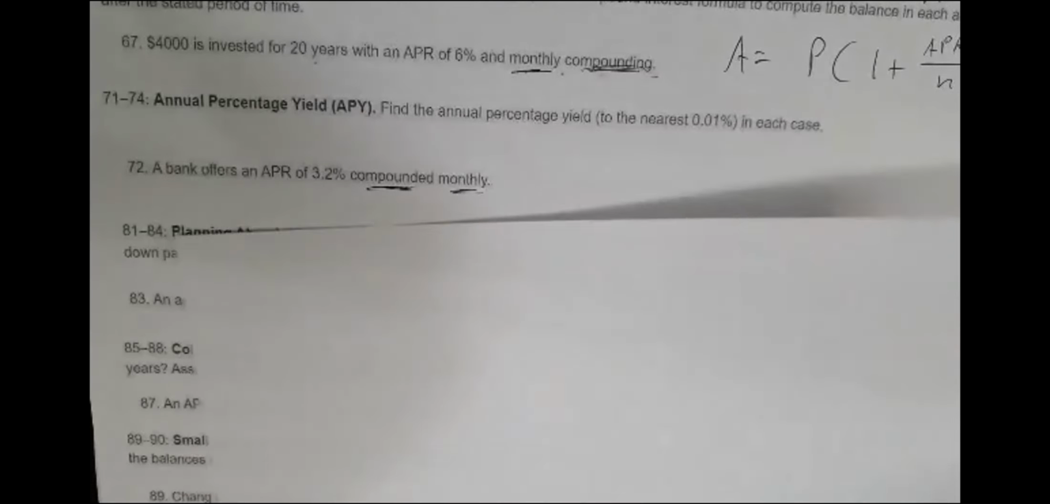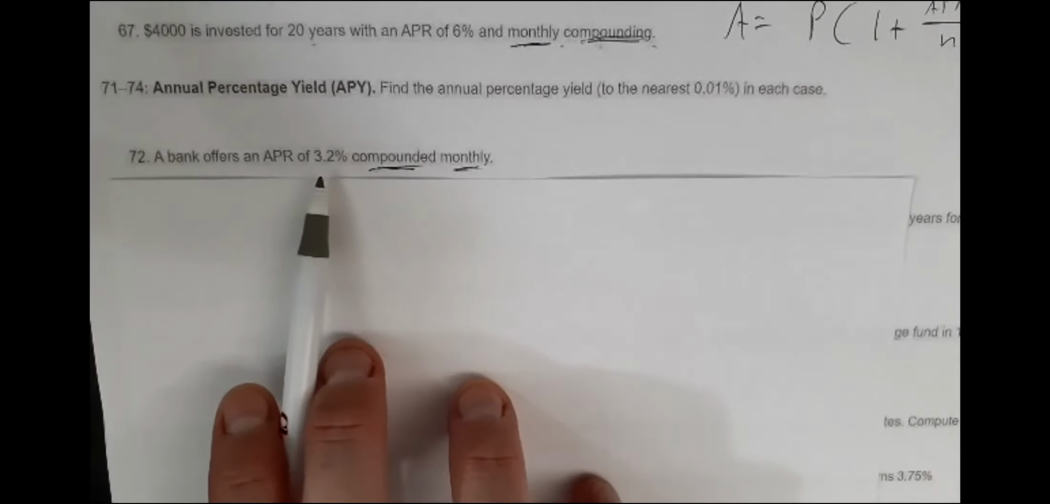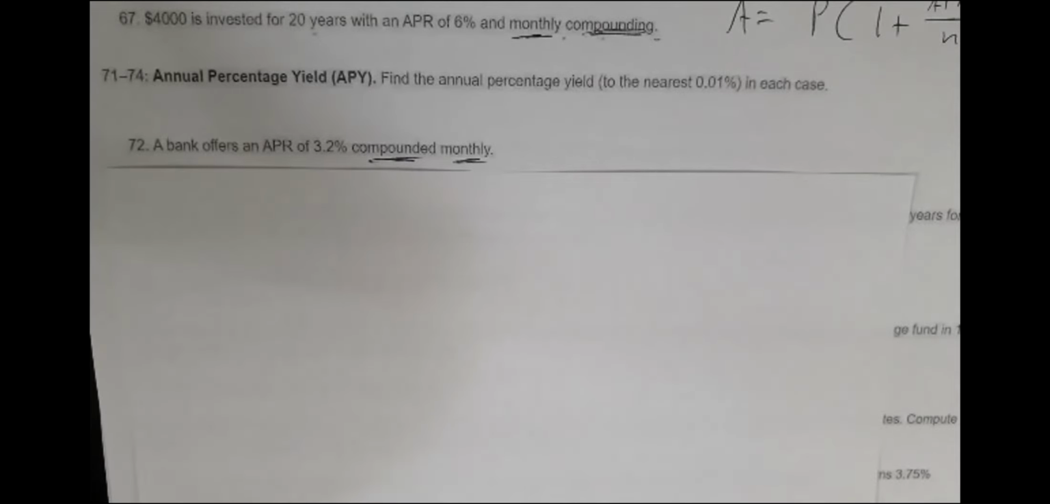So we want to figure out the annual percentage yield. Just looking at this, is my annual percentage yield going to be more or less than this? More? It should be more because we're compounding it monthly, right? So this APR should actually go up a little bit. We're actually earning a little bit more than that.